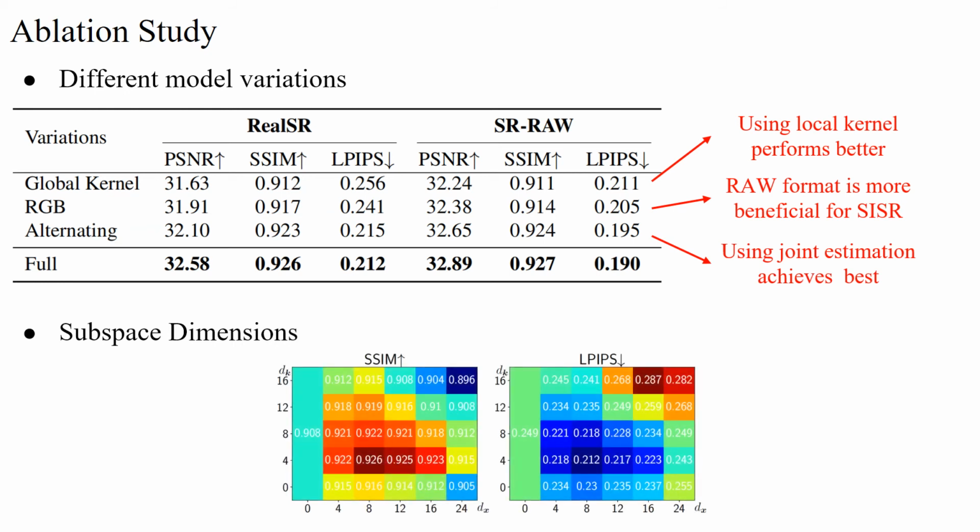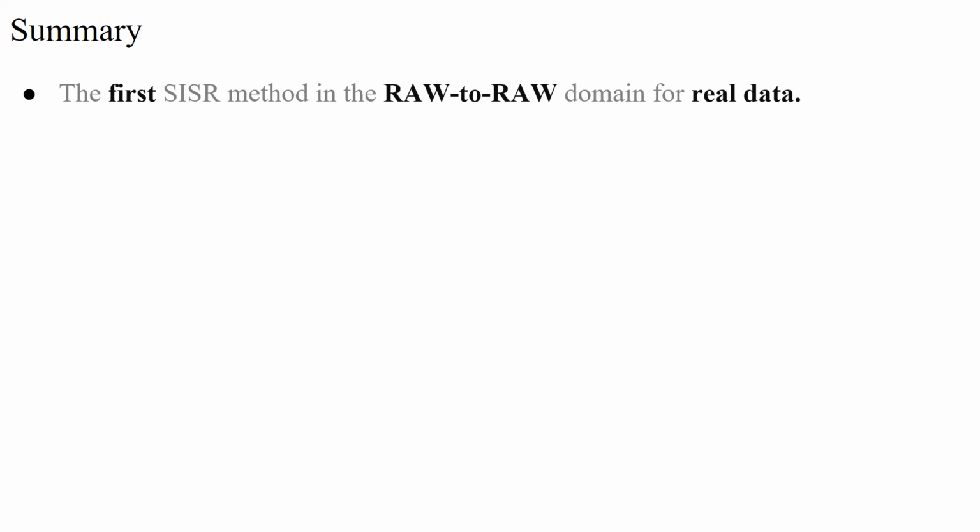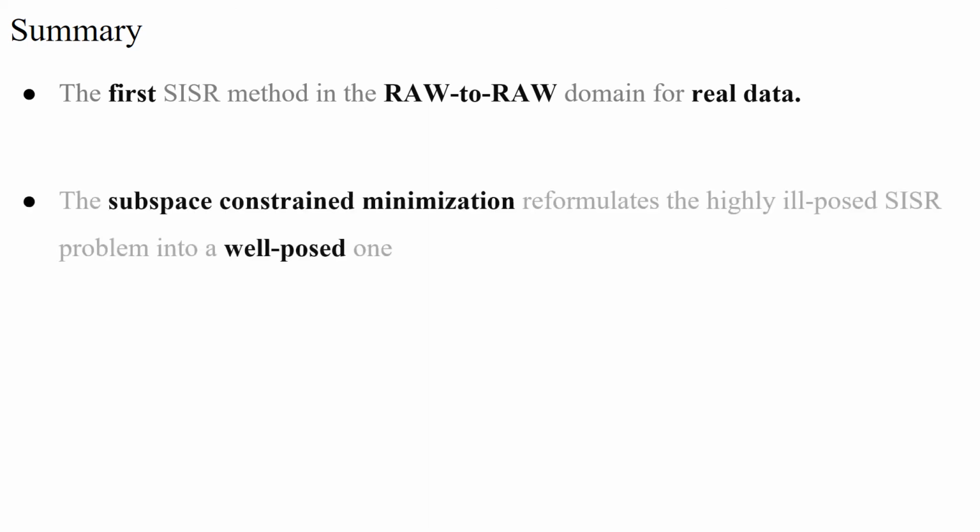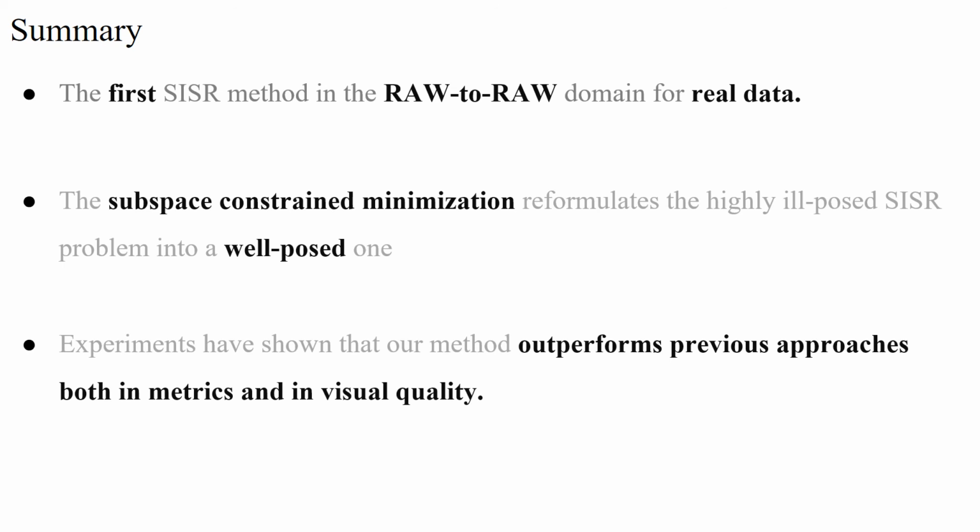Another experiment is about the number of bases of the subspace. By combining different permutations of dk and dx, we can see that the optimal choice is dk equal to 4 and dx equal to 8. To summarize, we propose the first SR method in the raw-to-raw domain for real data. The subspace constrained minimization reformulates the highly ill-posed SR problem into a well-posed one. Experiments have shown that our method outperforms previous approaches both in metrics and in visual quality. Thanks for watching.